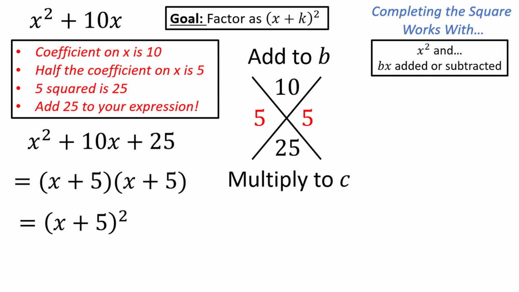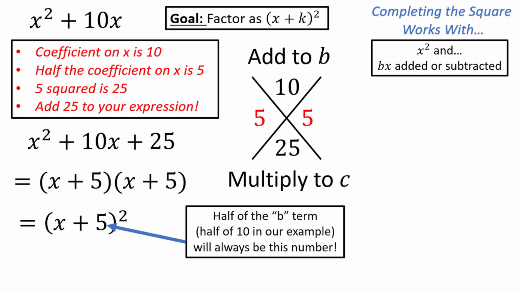We have forced our expression to factor as a perfect square, which required us to add 25. This will always work and is a really nice factoring tool. All you need to remember is to take half of the coefficient on x and square it. That's the number that needs to be added to the expression to make it factor as a perfect square. Whatever half the constant on b is, will be the constant in the perfect square.